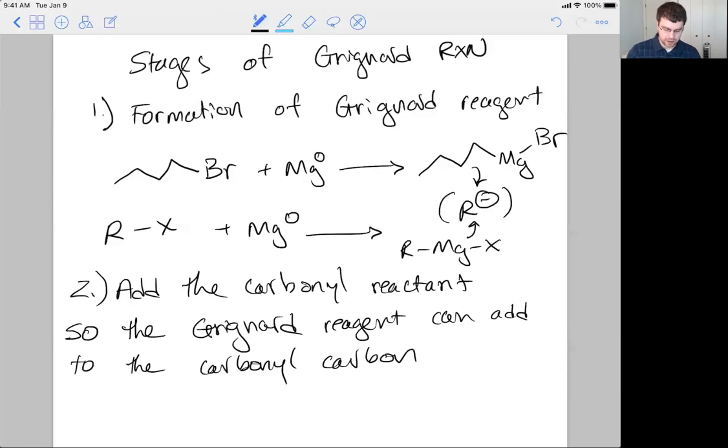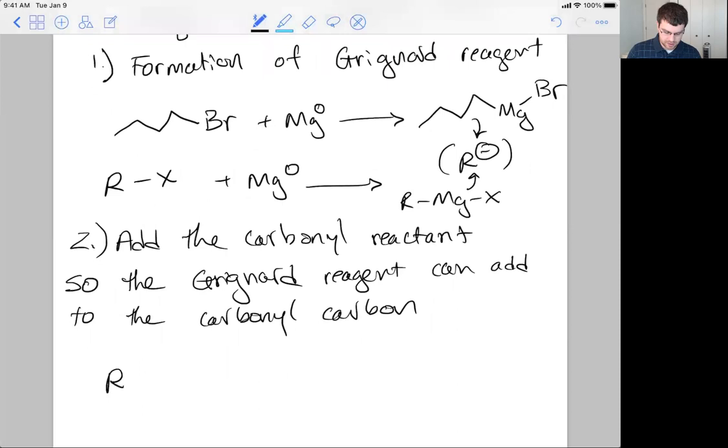Okay, so what that looks like is that we have R- adding to the carbonyl carbon, and that's that carbon that's double bonded to the oxygen. The arrows for that are negative, adding to the carbon and pushing the electrons up and onto the electronegative oxygen atom. That forms then an alkoxide salt.